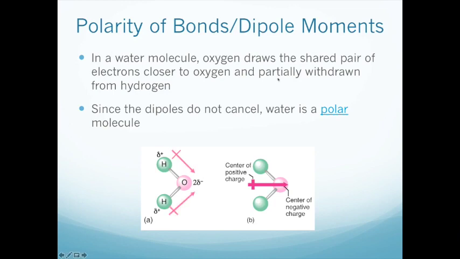So, oxygen, as I just said, pulls the electrons closer to oxygen, partially withdrawing them from hydrogen. And the dipoles do not cancel each other. They actually reinforce each other in one direction, which is indicated by the direction of the arrow. And therefore, water is a polar molecule.